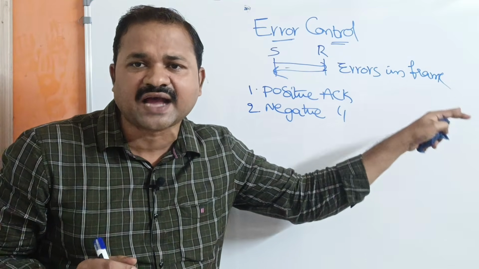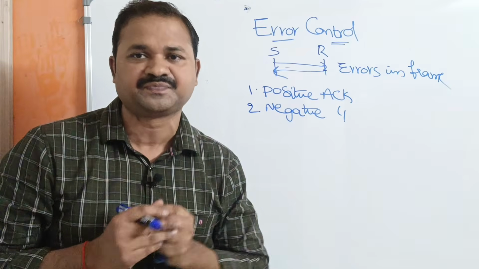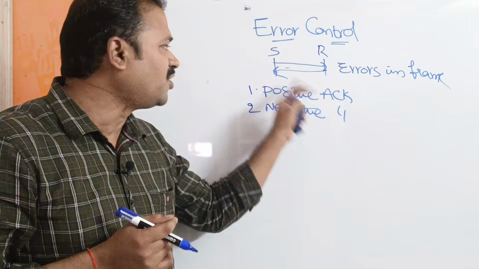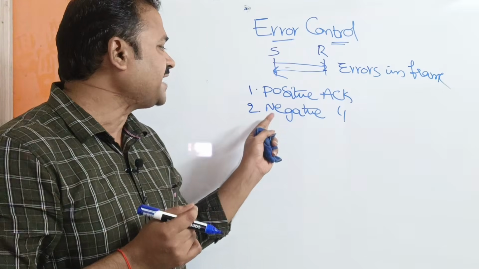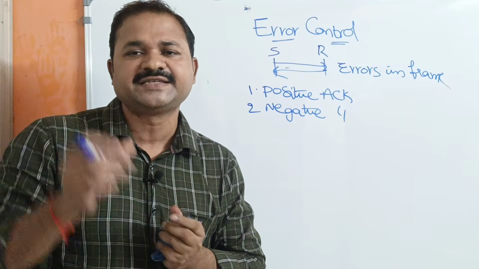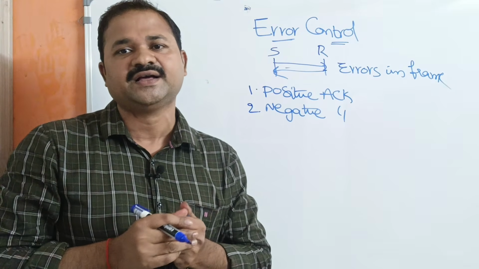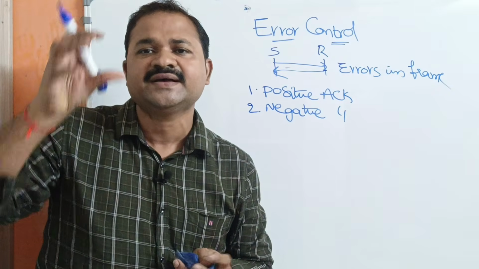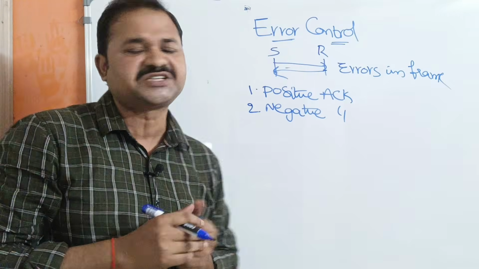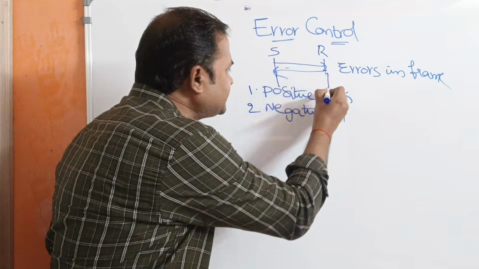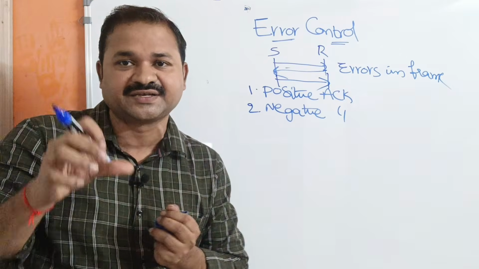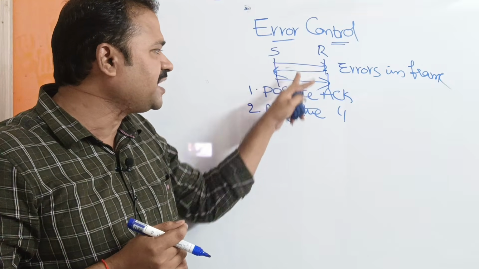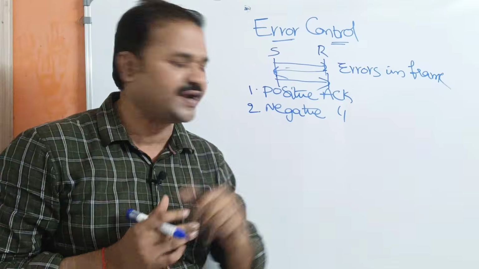Those errors are detected by the receiver. After detecting those errors, the receiver sends a negative acknowledgement to the sender. By observing the negative acknowledgement, the sender can identify that the frame has been received by the receiver, but there are some errors in that frame. So the sender will retransmit the same frame once again. Okay, so this is one error.